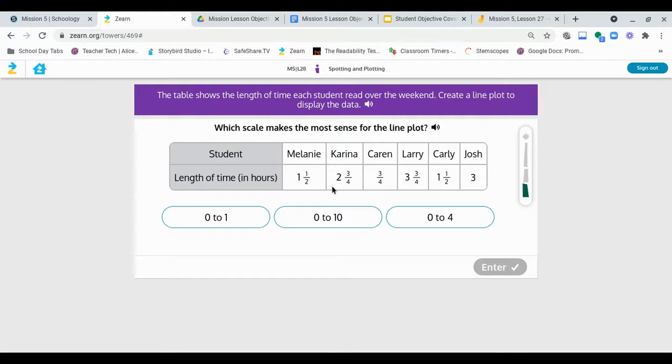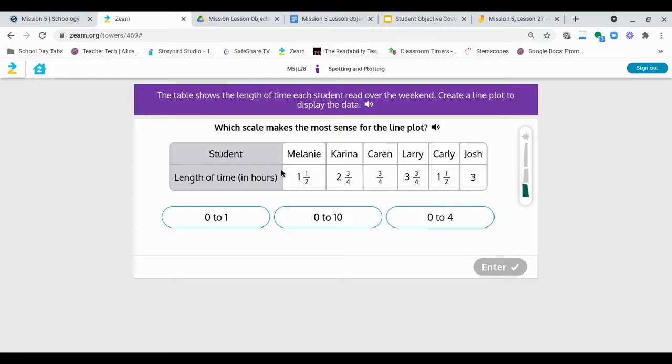So Melanie spent 1.5 hours. Karina spent 2 3/4. Karen spent 3/4 of an hour. Larry spent 3 3/4 hours. Carly spent 1.5 hours. And Josh spent 3 hours. Okay, so it's going to ask us which scale makes the most sense for the line plot. Should it start at 0 and go all the way up to 1? Should it start at 0 and go all the way up to 10? Or should it start at 0 and go to 4?